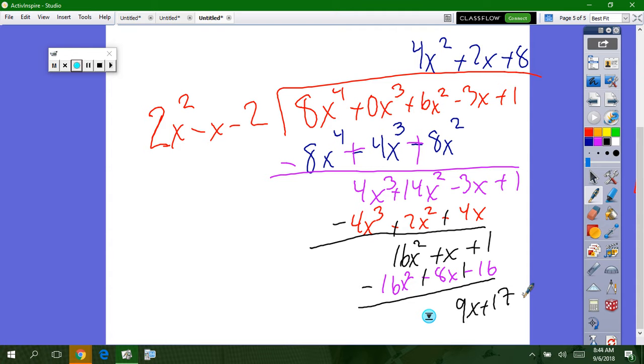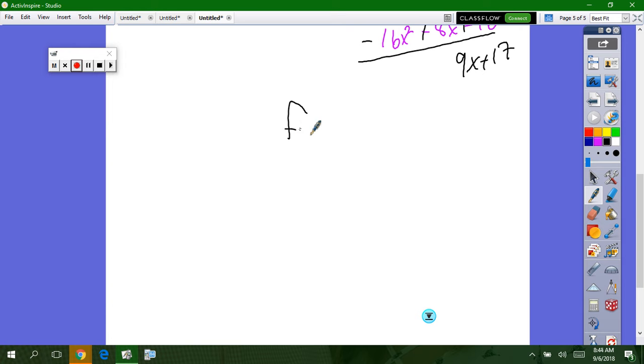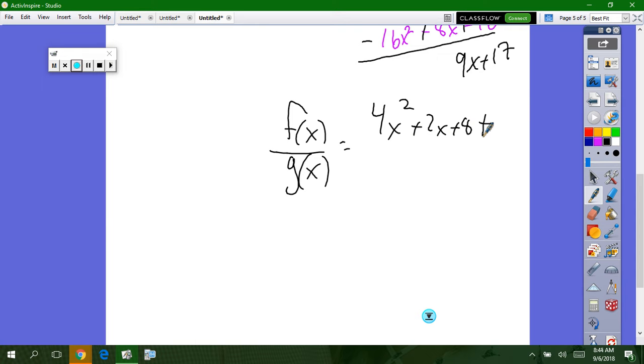Okay, everybody good? Is this my answer? I need to write it. So I'm going to write this. You guys help me out because you have it on. I'm going to lose it because I'm going to scroll up. So our answer of f of x divided by g of x is 4x squared plus 2x plus 8 plus, minus what? And there it is. Okay?